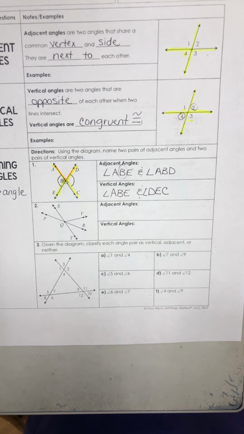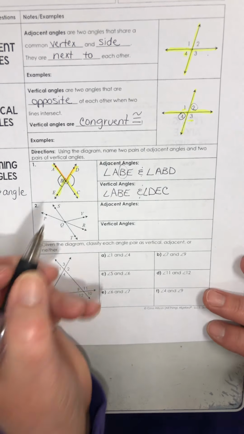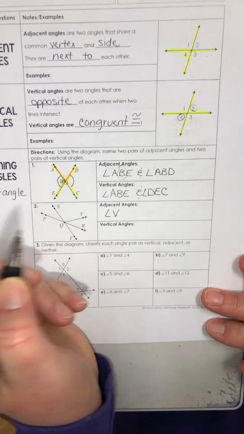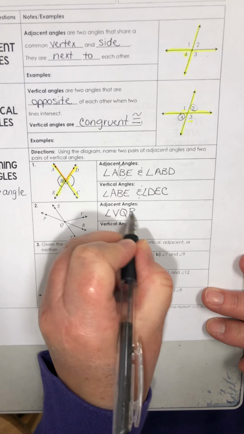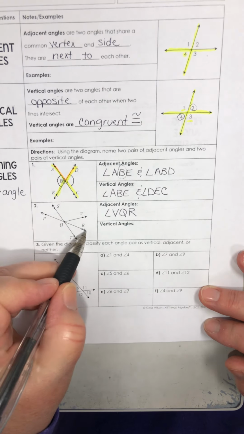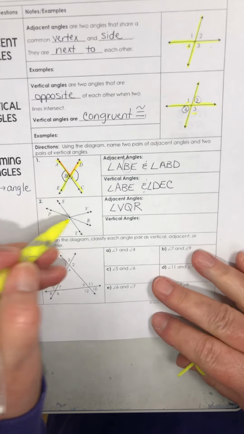Okay, let's take a look at the next picture. Let's pick out adjacent angles. How about if we pick angle VQR, there's our vertex, R. VQR. So let me highlight that.